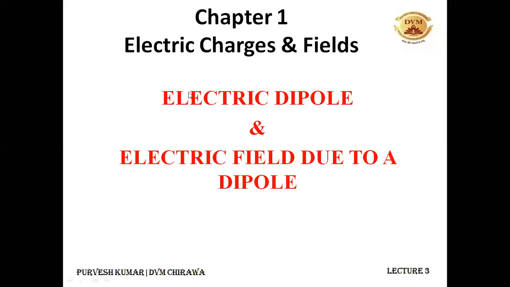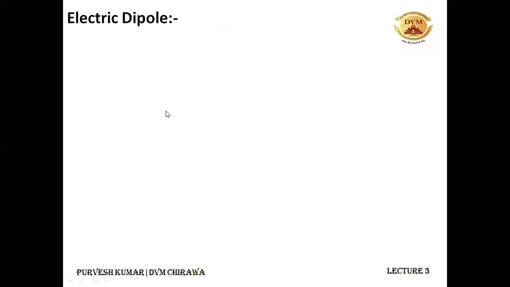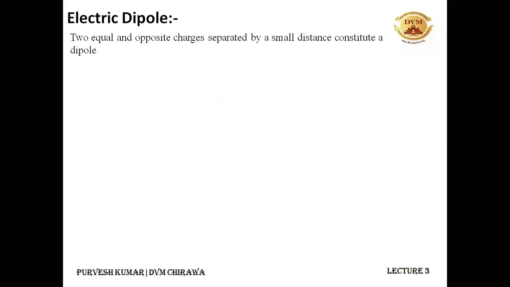So an electric dipole, let's see what the definition of a dipole is. An electric dipole consists of two equal and opposite charges, and these charges are separated by a small distance. So whenever two equal and opposite charges are separated by a small distance, they form a dipole.